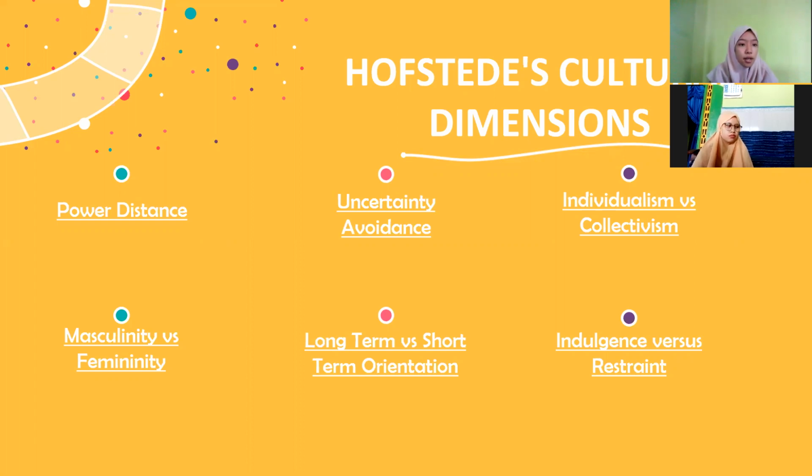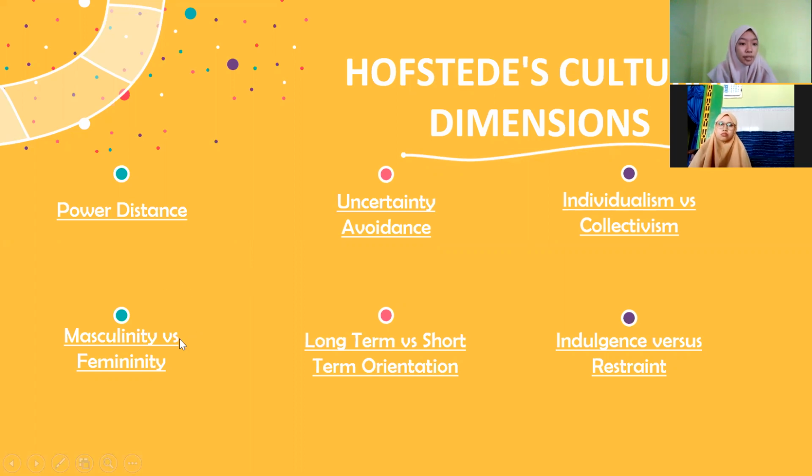The first is power distance, related to the different solutions to the basic problem of human inequality. The second is uncertainty avoidance, related to the level of stress in a society in the face of an unknown future. The third is individualism versus collectivism, related to the integration of individuals into primary groups.